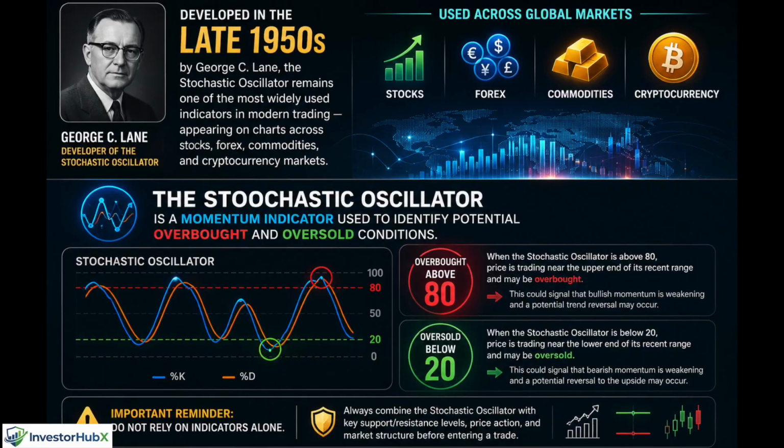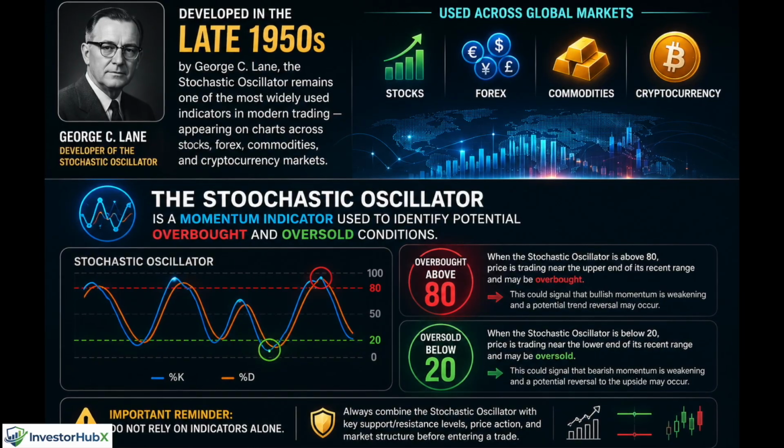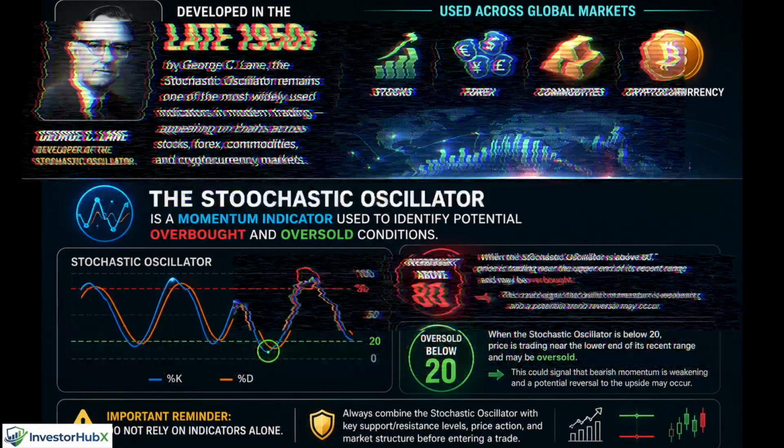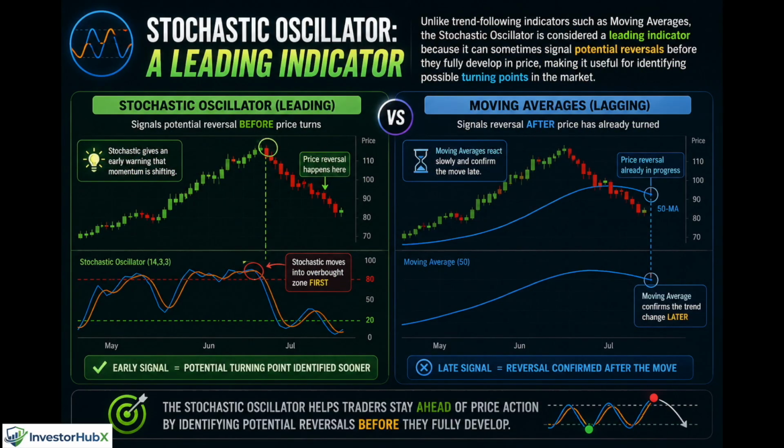The stochastic oscillator is a momentum indicator used to identify potential overbought and oversold conditions. Unlike trend-following indicators such as moving averages, the stochastic oscillator is considered a leading indicator because it can sometimes signal potential reversals before they fully develop in price, making it useful for identifying possible turning points in the market.